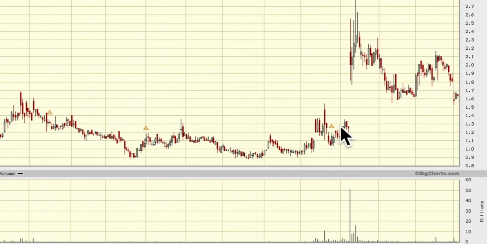Now this is a gap higher. You can see gap lowers, gap downs, or gap ups. This is where the stock price closed, and the next day it opened at a lower price than where it closed. That's a gap down. Gap up is the opposite. It opened at a price higher than when it closed the day before.